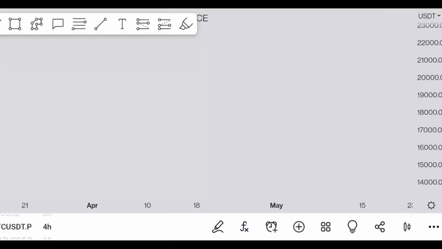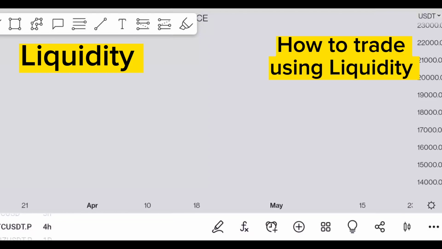Hey everybody, in today's lecture we will be discussing the single most important thing which runs the market, and that's liquidity. And then we will discuss how to trade using the liquidity sweeps. So we will just draw some vertical and horizontal lines and you will find out how easy it is to trade using the liquidity concepts.